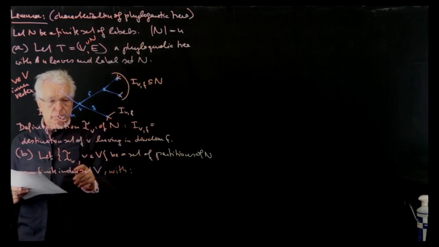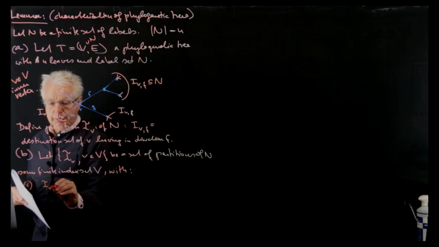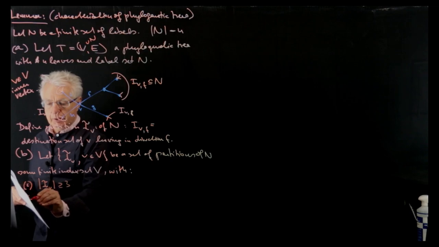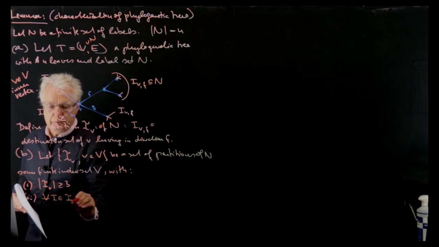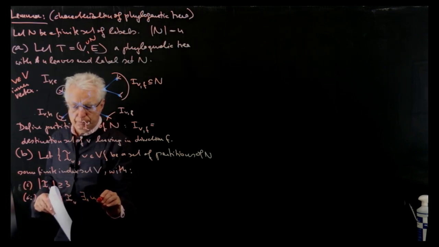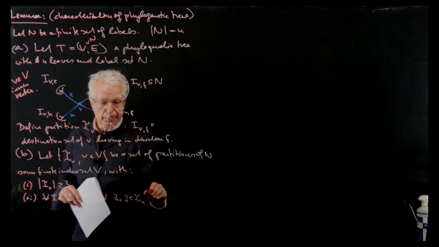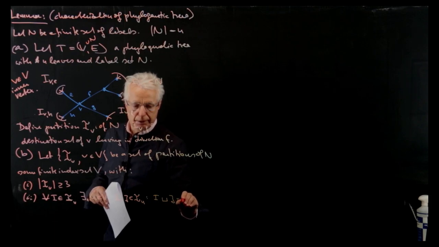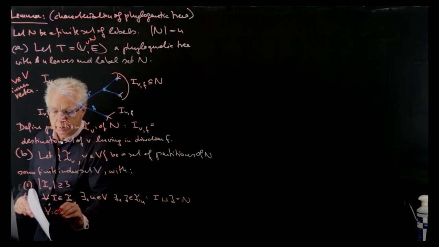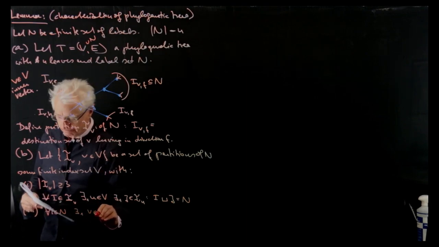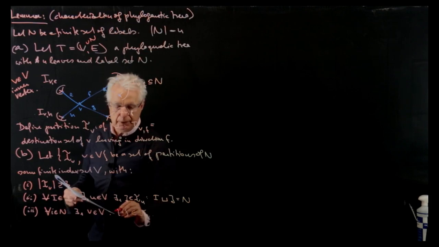and with the following property. So V is finite, the first condition is: each of these partitions has at least three sets. Second one, that's the most complicated: for all I in I_V, there exists a unique U in V, there exists a unique J in the partition of U, such that I_J is N. And the third condition: for all I in N, there exists a unique V in V such that the singleton set {I} belongs to this partition I_V.